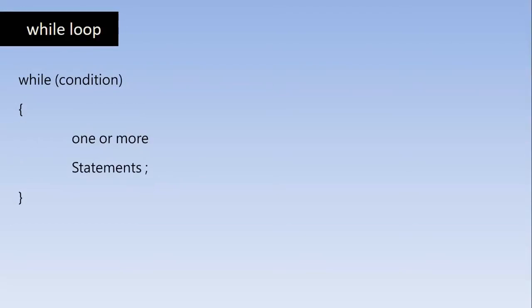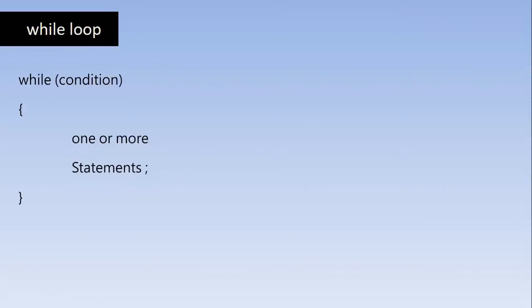So first the condition is checked here, and then the execution starts. After the compiler finishes the execution, it goes back to the condition line and checks the condition again. If the condition evaluates to true, then this block is executed one more time. So this happens every time the condition remains true.